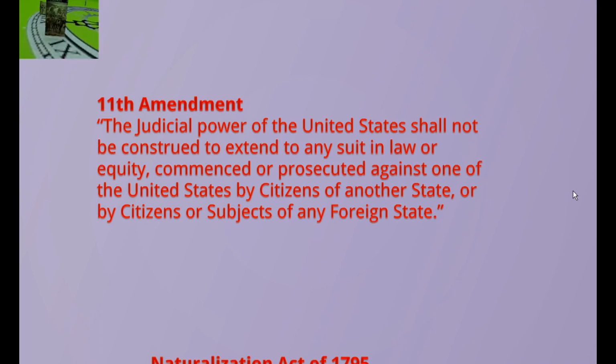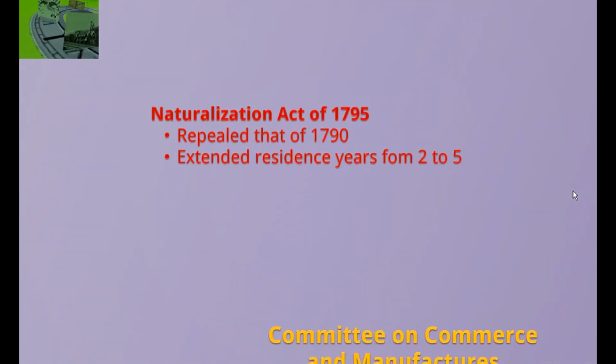It says the judicial power of the United States shall not be construed to extend to any suit in law or equity commenced or prosecuted against one of the United States by citizens of another state or by citizens or subjects of any foreign state. So we see here the protection of the state governments from the Supreme Court and from citizens of other states. So we see the sovereignty of the state is being protected here.